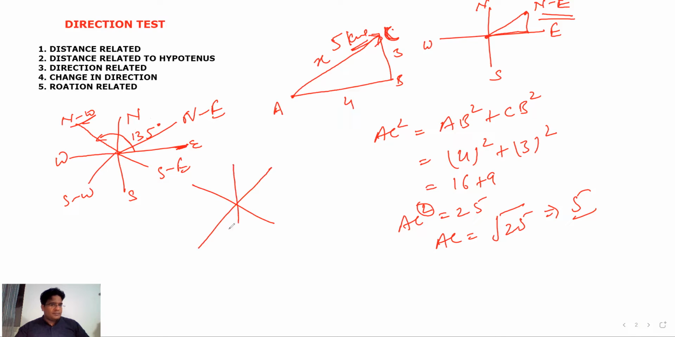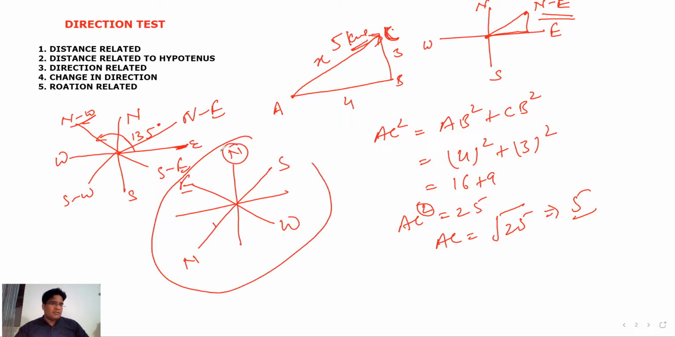So the new direction is like this. North was there, initially. He rotated by 135 degrees. The north becomes this, and the south, and the east, and the west. Then we have to do this question according to this diagram. If anybody tells you the direction has been changed by 135 degrees anti-clockwise, that is the rotation.